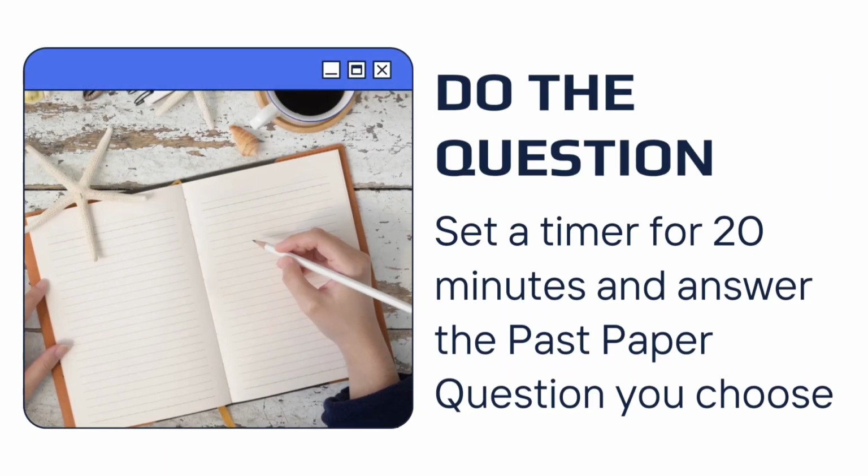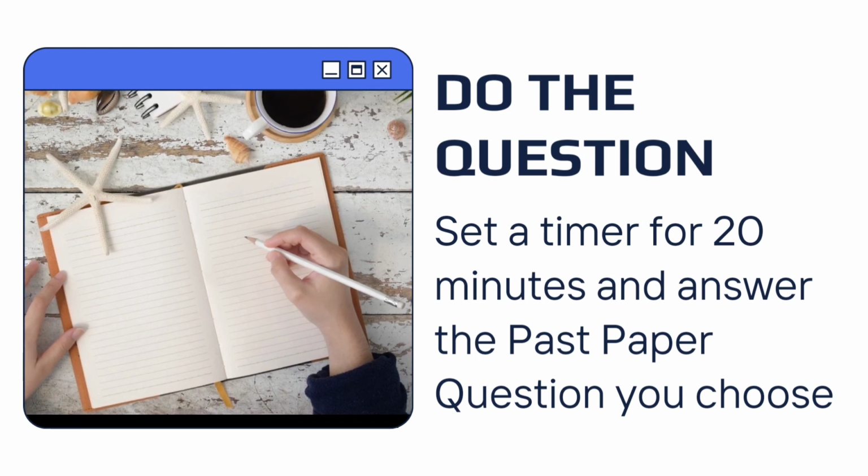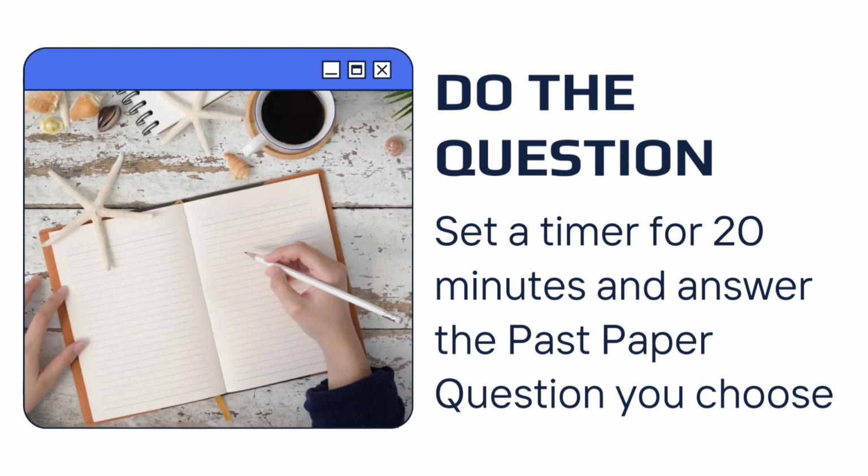The next step is do the question. Now again set a timer for 20 minutes and answer the past paper question you have chosen. Now as I told you, you have chosen a past paper question, you have revised it as well. Now the next step is do the question, but give yourself only 20 minutes. It is just the beginning. It will help you in presentation. So for the first time, give yourself ample time, like 20 minutes is enough.